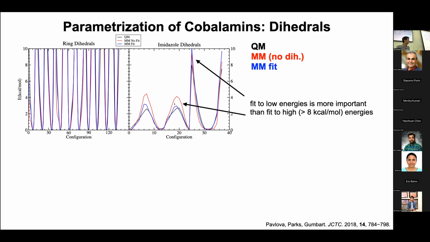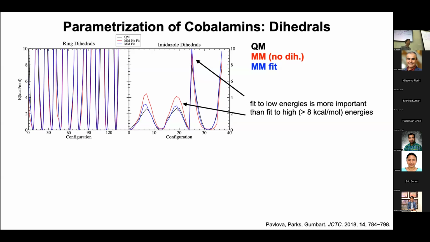is the QM. And you see how we get really, really close within less than half a kcal per mole here in the low energy region. But the high energy region, we're still off by 1 or 2 kcals, but we don't care because with Boltzmann sampling, those high energy regions are going to be exponentially less likely to be visited anyway. So fitting those is of exponentially less importance compared to fitting the lower energy regions.